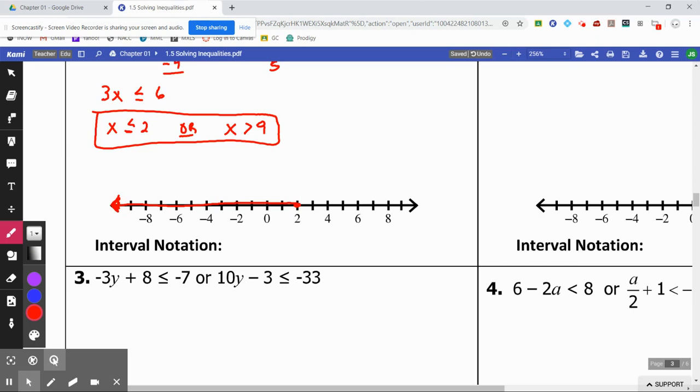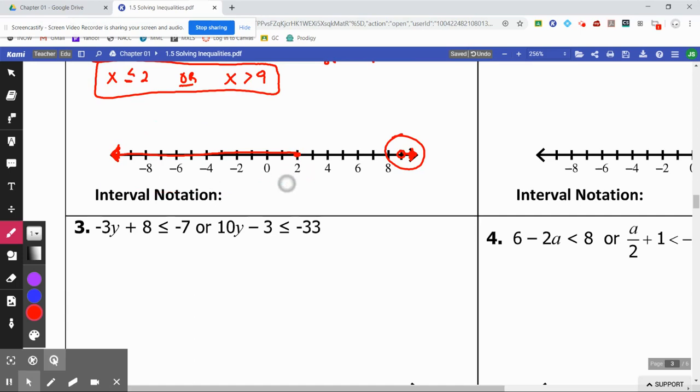Again, think about it, anytime I give you the word or, I'm giving you options. It could be one thing or it could be something else. x could be any value smaller than or equal to 2, or x could be any value greater than 9. So it could be any of these values over here, or any of these values over here. In interval notation, that would be written as x could be any value from -infinity up to 2, inclusive, or the union, any value from 9 to infinity, not including 9.